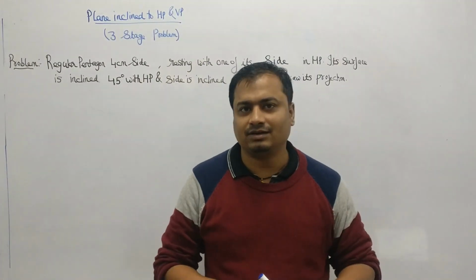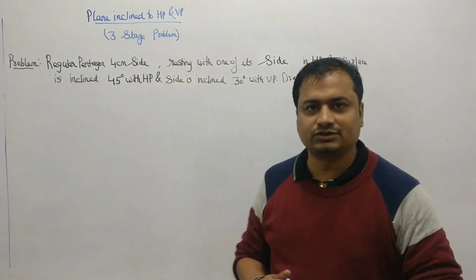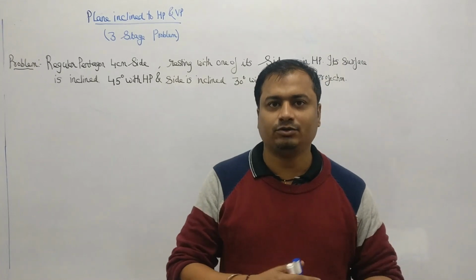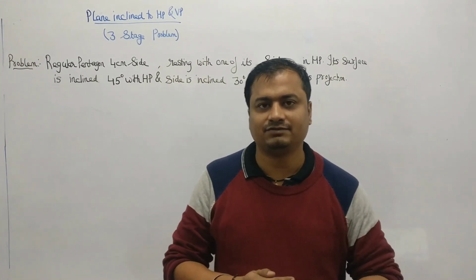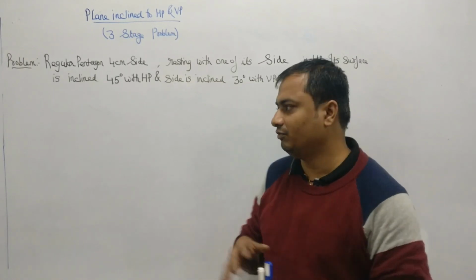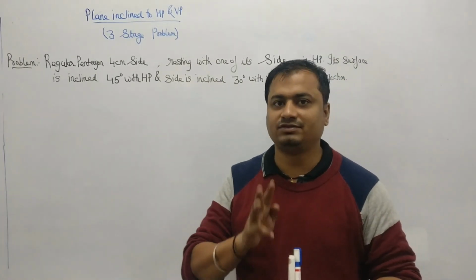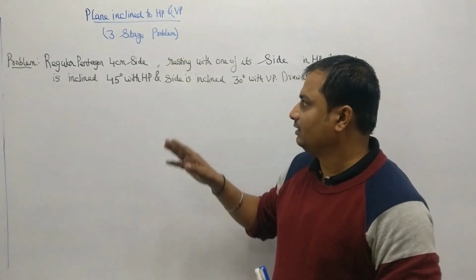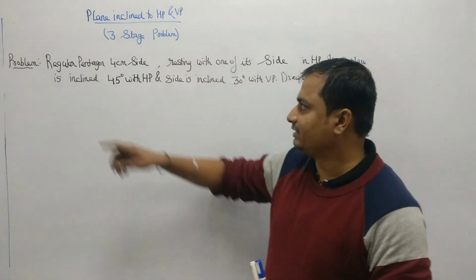So hello everyone, in this video I am going to explain the projection of plane inclined to both the planes by means of one problem. In the last lecture we have also seen for the rectangle, when it was inclined to both HP and VP, how we drew the projection by means of three steps, or you can say three stages. So here also the plane I have taken is a regular pentagon.